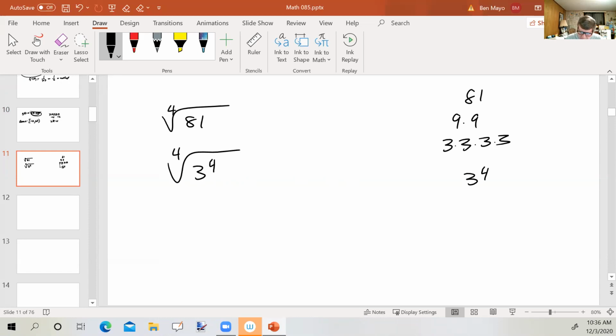Recall that when the index matches the exponent, and the base is positive, you can just bring the base out front. Or what I said during this chapter was the nth root of a to the n power equals a if a is greater than or equal to 0. All right. How about this?